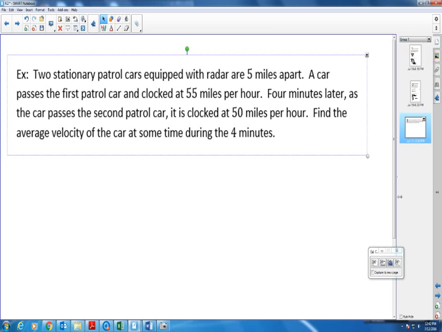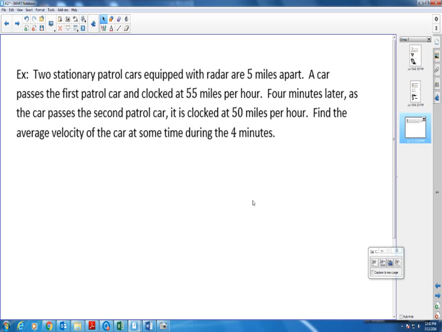Very interesting problem, actually. Two stationary patrol cars, equipped with a radar, that are 5 miles apart. So I got two patrol cars 5 miles apart. A car passes the first patrol car and is clocked at 55 miles per hour. And then 4 minutes later, as the car passes the second patrol car, it was clocked at 50 miles per hour. Find the average velocity of the car at some time during the 4 minutes.